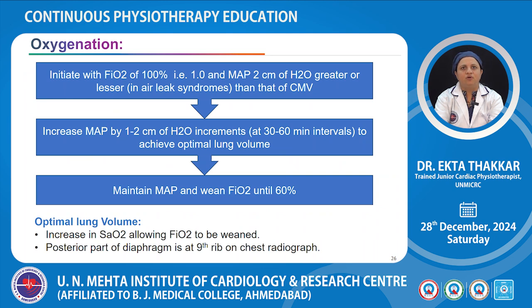Initiate with FiO2 of 100%, that is 1, and MAP 2 cm of H2O greater, or lesser in air leak syndrome, than that of conventional mechanical ventilation. Increase MAP by 1 to 2 cm of H2O increments at 30 to 60 minute intervals to achieve the optimal lung volume. Maintain the MAP and wean the FiO2 until 60%. Optimal lung volume, that is an increase in saturation, allows the FiO2 to be weaned.